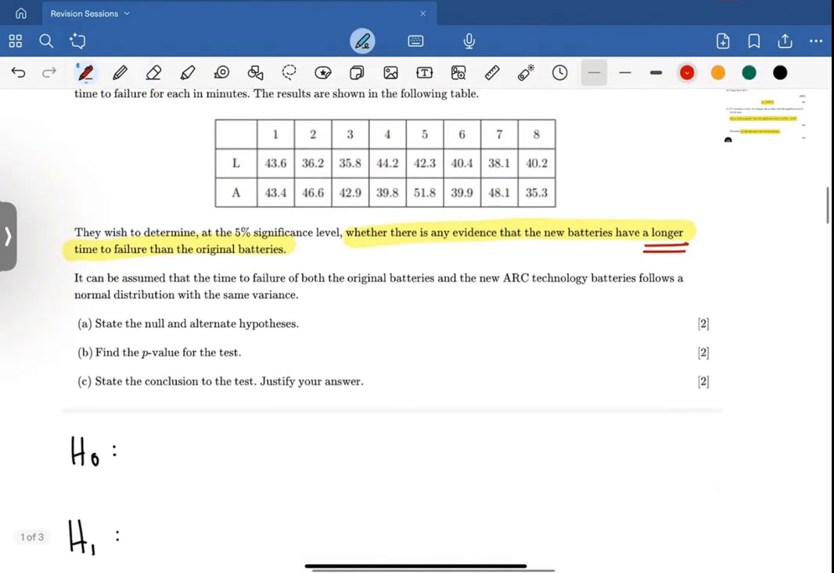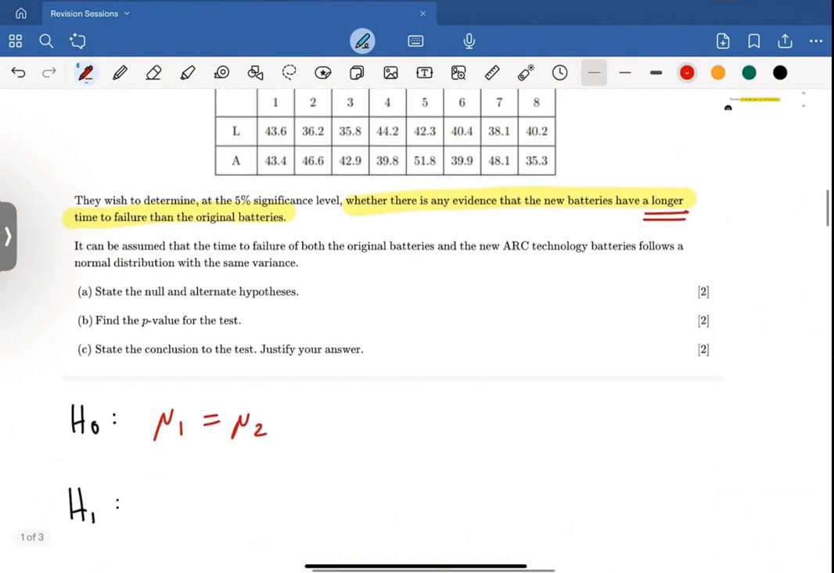Okay, it follows a normal distribution with the same variance. That's important. That's an assumption of the t-test. Let's write it down on our hypotheses. So the status quo, H0, the null hypothesis, is that the means, we can use mu L and mu A if we want to, or can we just use mu1? It's always that they are the same.